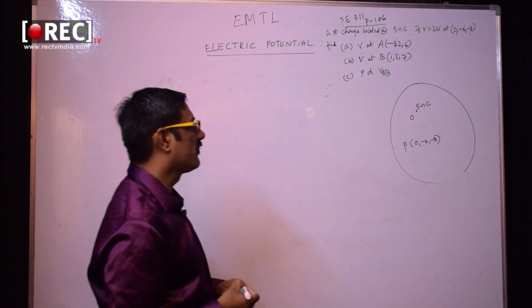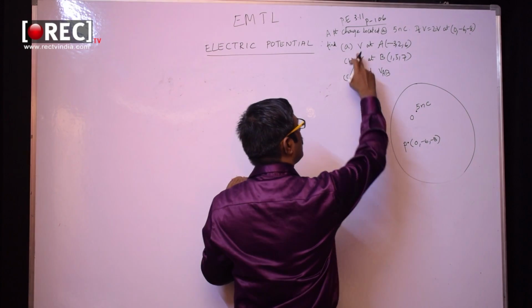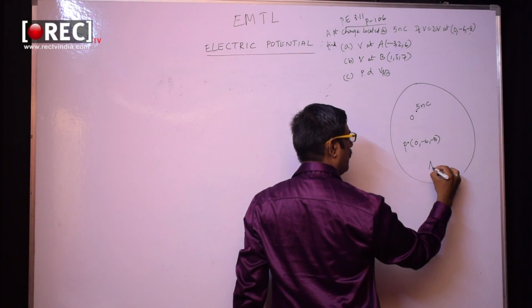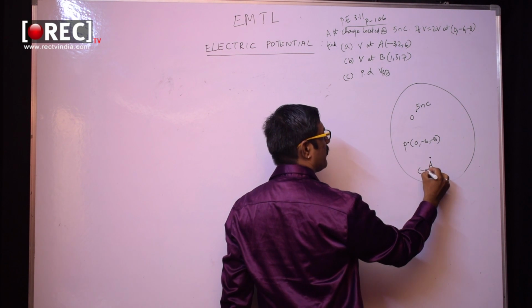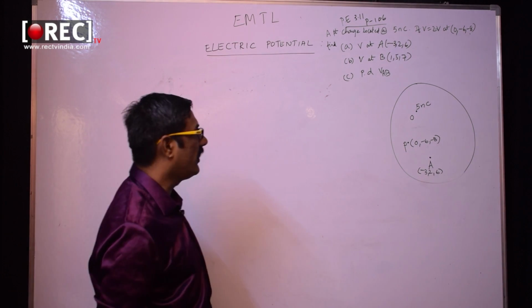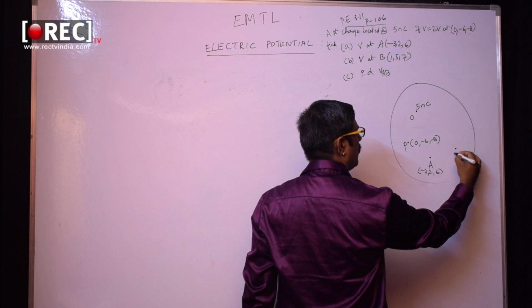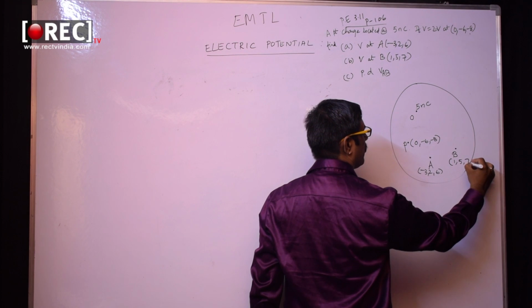So 0, minus 6, minus 8 is the point of reference for us, and the next point is A. Let me mark it somewhere here, and its coordinates are minus 3, minus 2, and 6. Similarly, the other point we have is B, whose coordinates are 1, 5, and 7.